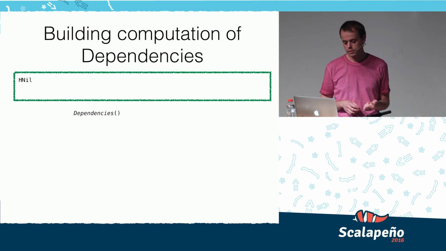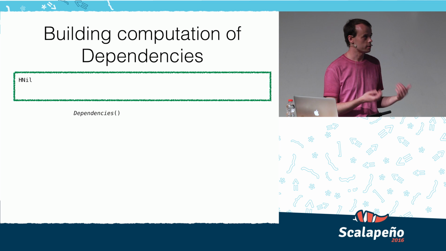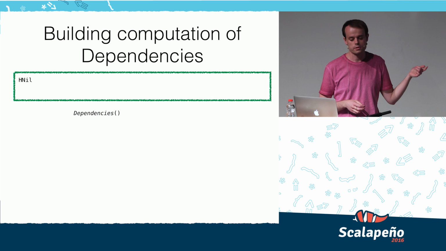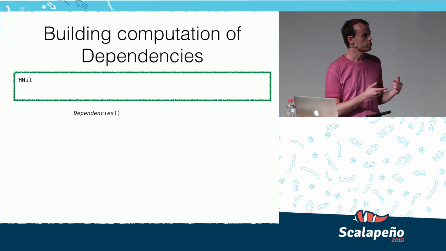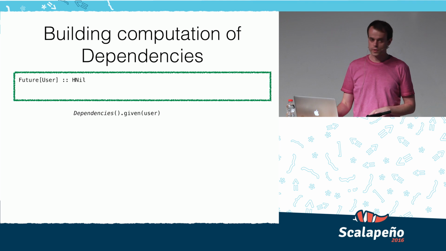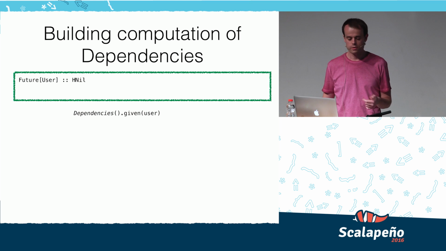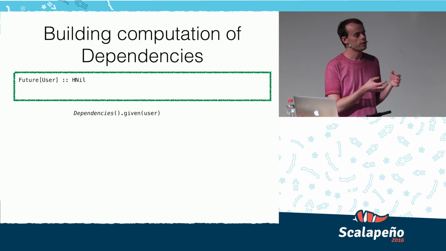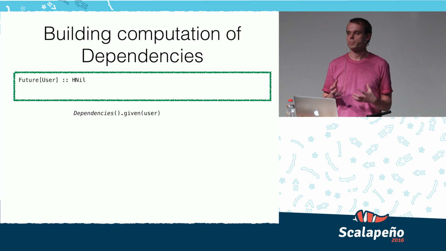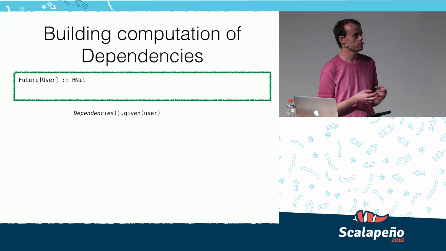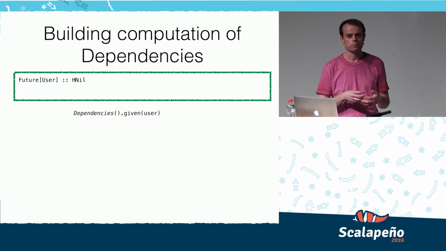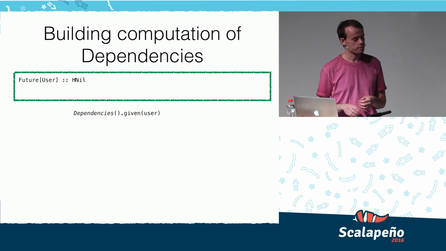Okay, so first we create just empty dependencies, so there is nothing there yet. So this is just the empty HList, the HNil. And then we use the given method. We pass a value of type user, so the first dependency will become a user, more specifically a future of user, because we want all dependencies to be futures, so also the given known values must be wrapped in a successful future just for unification with other dependencies.